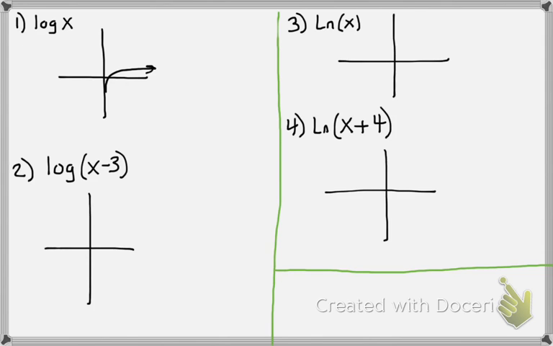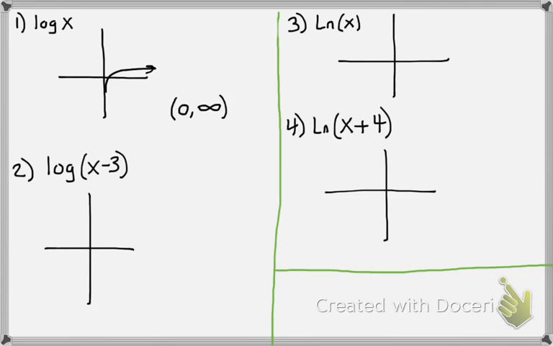The domain, again, is the x values, so from left to right. This one actually starts at 0 and goes all the way to infinity. And it can't equal 0, so if you just go to the home screen on your calculator and type in log of 0, you'll get a domain error. So that's why we need the parentheses around the 0.